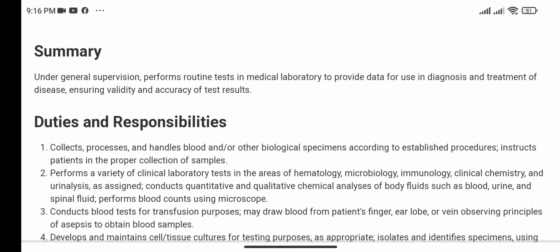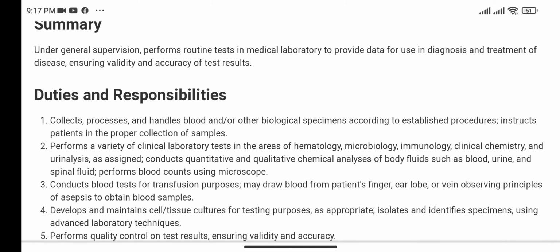instructs patients in the proper collection of samples, performs a variety of clinical laboratory tests in the areas of hematology, microbiology, immunology, clinical chemistry, and urinalysis as assigned, conducts quantitative and qualitative chemical analysis of body fluids such as blood, urine, spinal fluid, performs blood counts using a microscope, conducts blood tests for transfusion purposes, may draw blood from a patient's finger, earlobe, or vein, observing principles of asepsis to obtain blood samples.